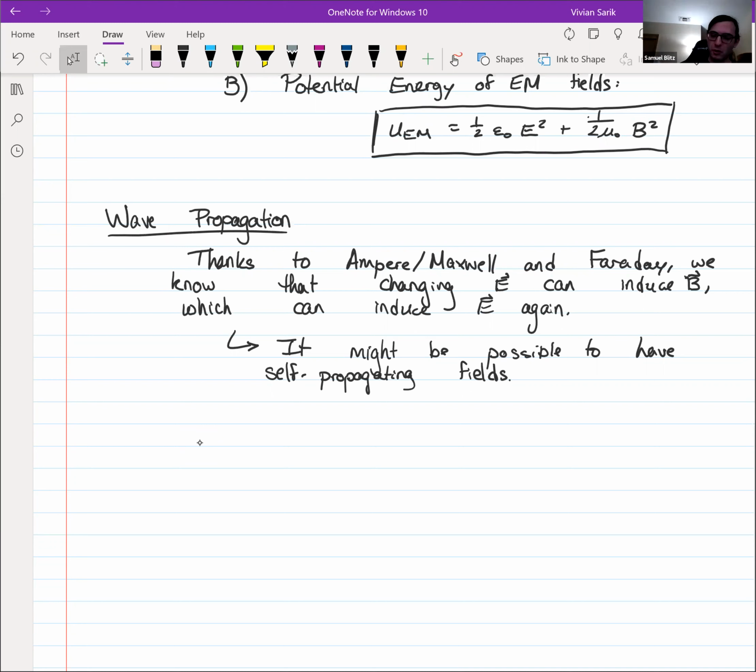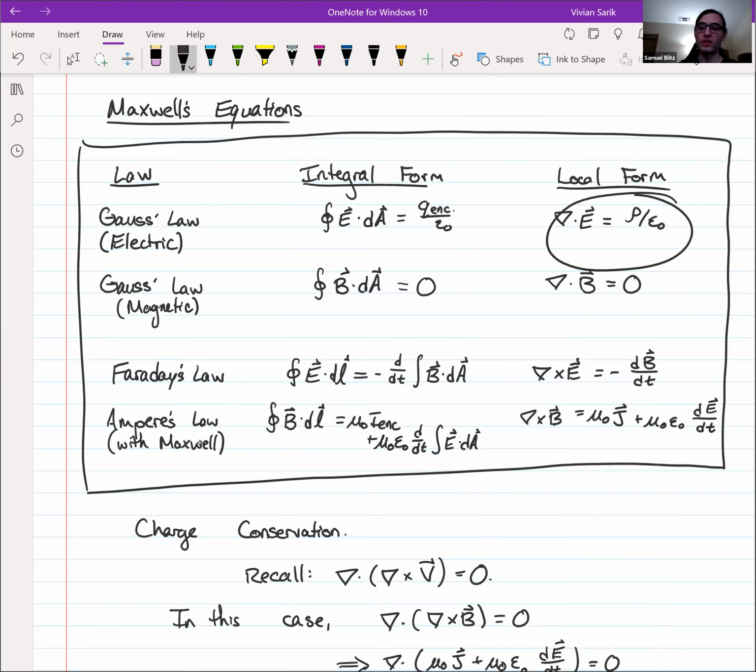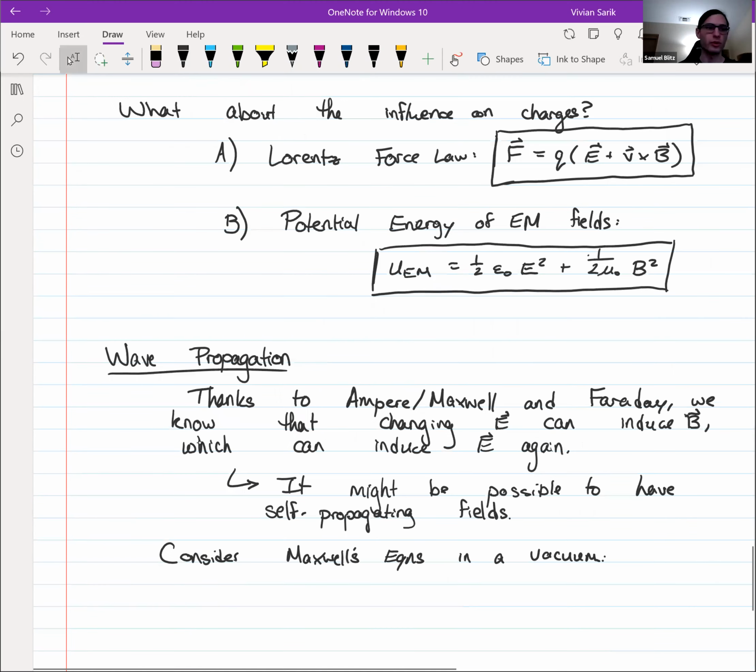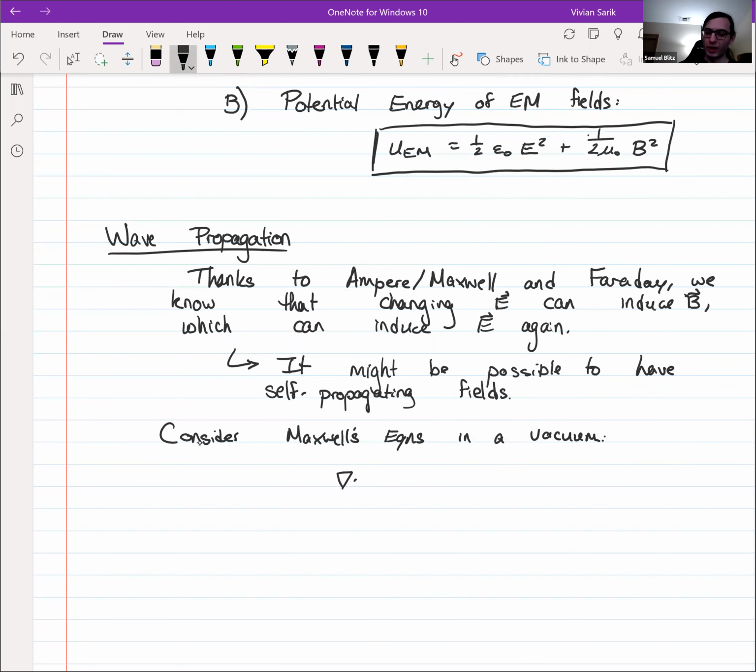So let's consider Maxwell's equations in a vacuum. What that means is we're considering it in the presence of no charges and no currents. So then Maxwell's equations simplify a lot. The rho isn't there, the J isn't there. So Maxwell's equations in a vacuum, and this is the local form of course, become the following. The divergence of E is 0, the divergence of B is 0, the curl of E is negative dB dt, and the curl of B is mu naught epsilon naught dE dt.